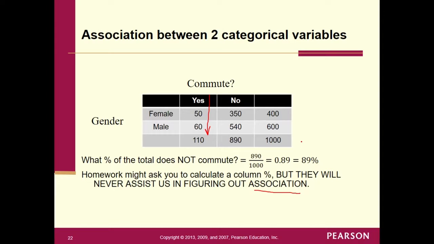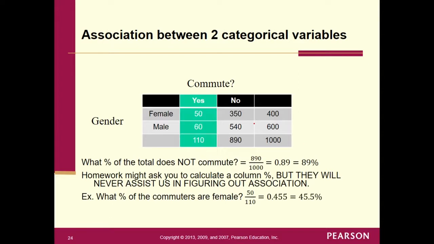Okay, but could you run into a question like that on homework? Yes. All right. So it says here, what percentage of the commuters? Oh, okay. So here's the commuters. Here's, yes, they commute. And so what are we working with? We're working with that column right there. Okay. What percentage of the commuters are female?